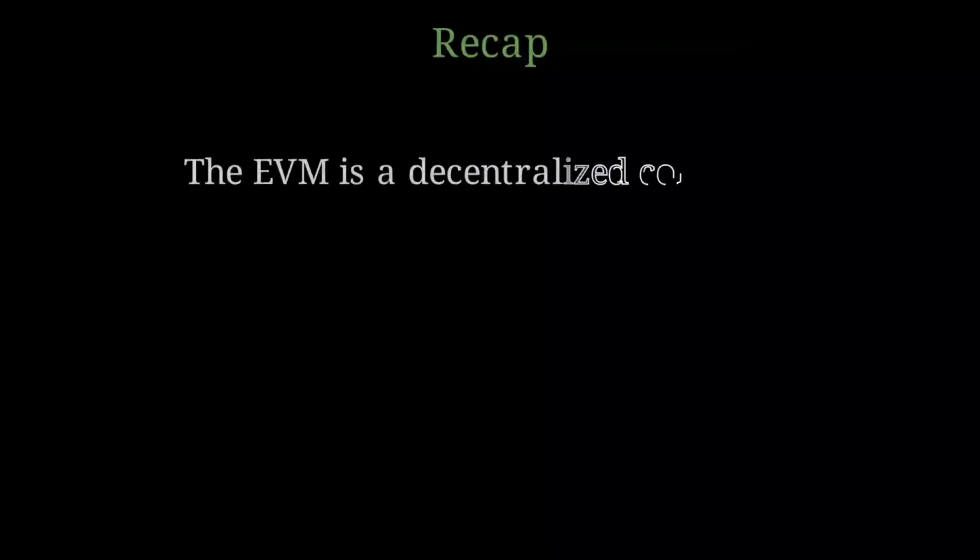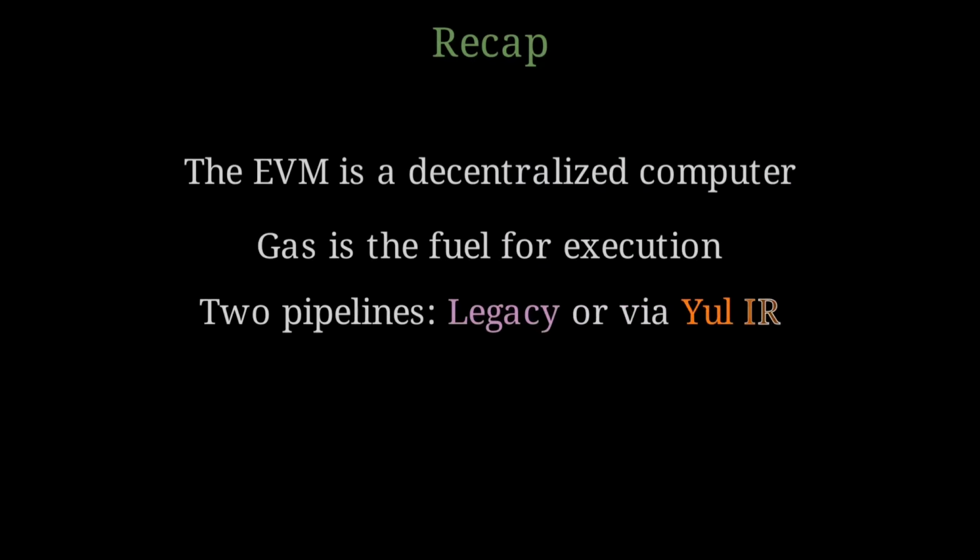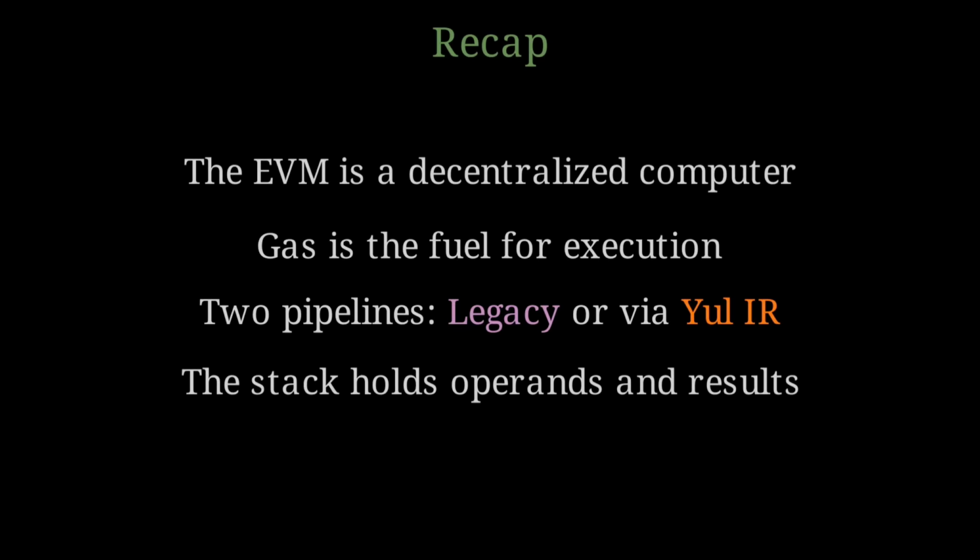Let's recap what we've learned. The EVM is a decentralized computer that runs on every Ethereum node. Gas is the fuel that powers execution and prevents abuse. There are two compilation pipelines. The legacy pipeline goes straight from Solidity to opcodes. The IR pipeline uses Yul as an intermediate step. We'll use Yul a lot in this series because it shows us exactly what the EVM is doing. And finally, the stack is where all calculations happen. These are the foundational concepts you need to understand the EVM. Everything else builds on top of these ideas.